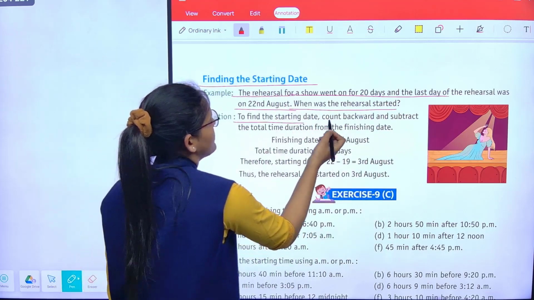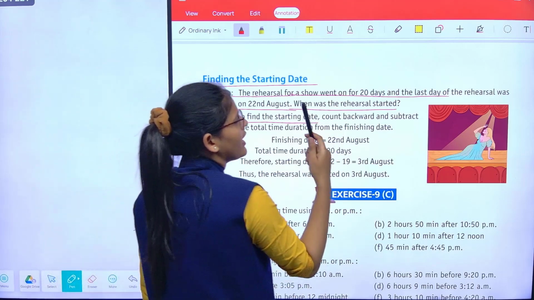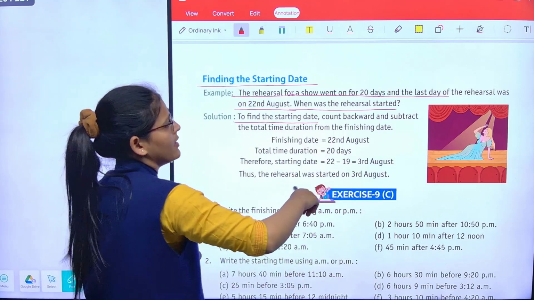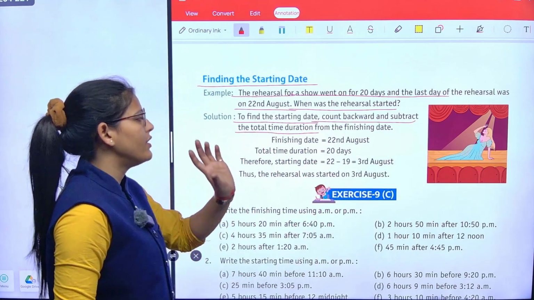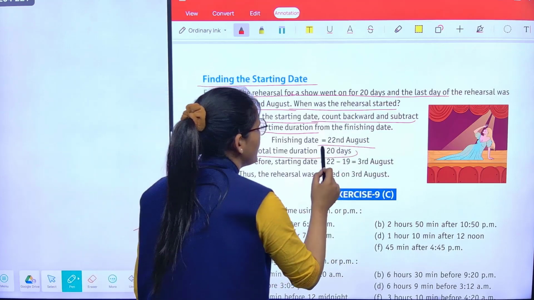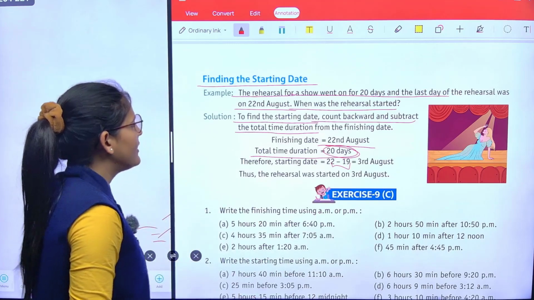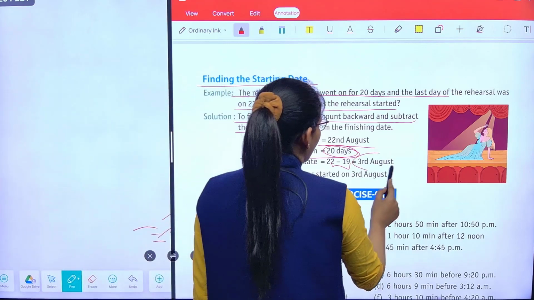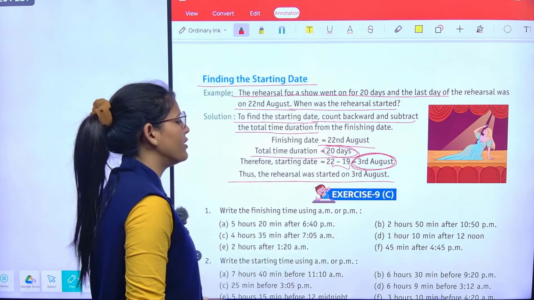Now class, to find the starting date, count backward. Class, हमें starting date के लिए backward जाना होता है, means subtract कर सकते हैं. The total time duration of the finishing date 22nd August. Total time duration 20 days. Now 22 minus 19, that is 3rd August. Thus the rehearsal was started on 3rd August.